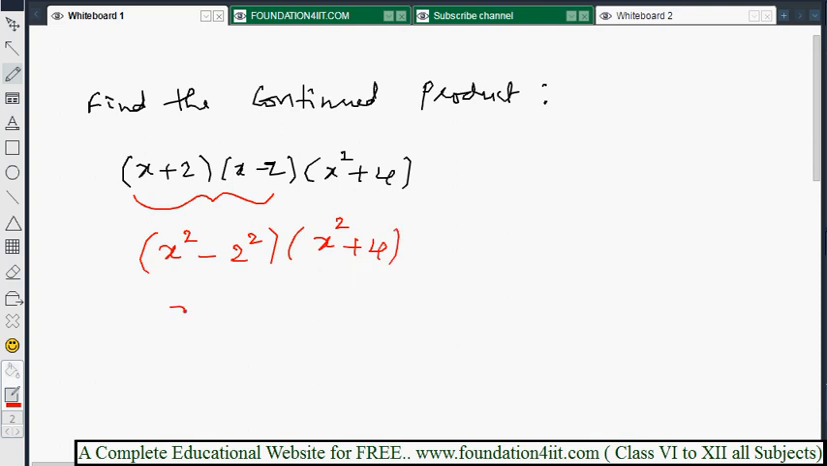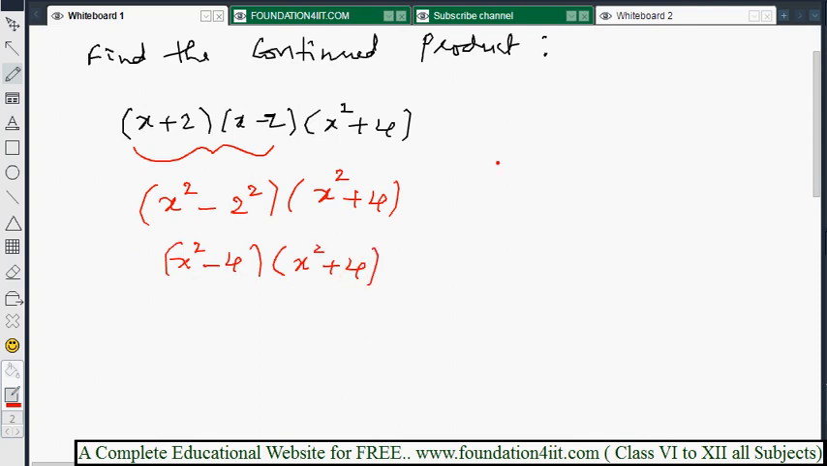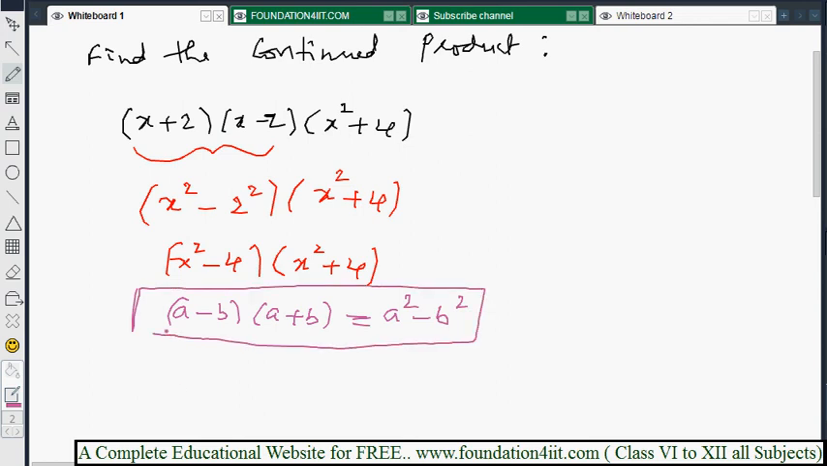Now simplify this: x² − 2² is x² − 4, in the bracket, and again the last one is x² + 4. So if you observe, the second time also you should apply the same formula, that is (a − b) into (a + b), because two terms are the same. So according to the identity, that is a² − b². This identity will apply.